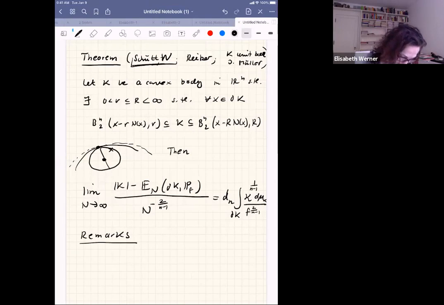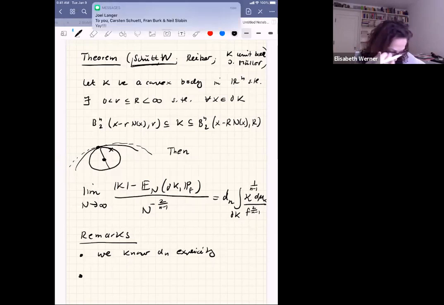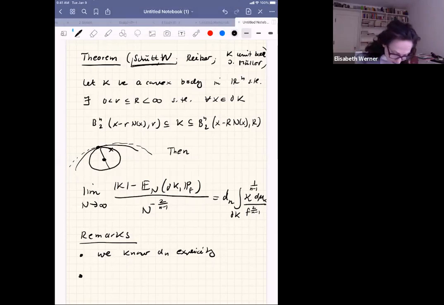So firstly, we know dn explicitly. It's just some combination of gamma functions. I want to put this result into perspective, as I said earlier: one kind of believes that if one chooses the points inside the body instead of choosing them on the boundary, one wastes points.